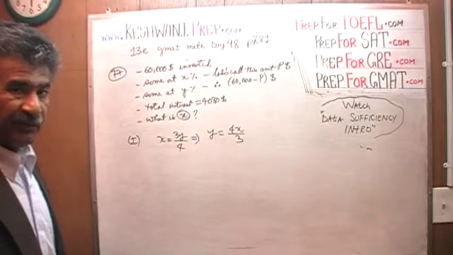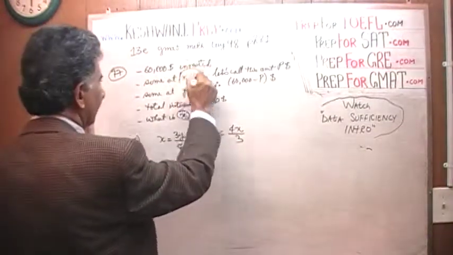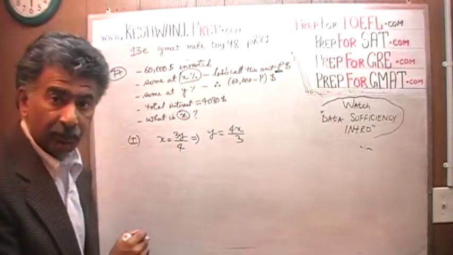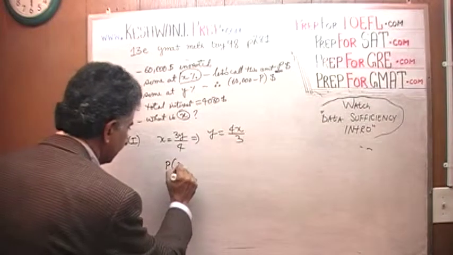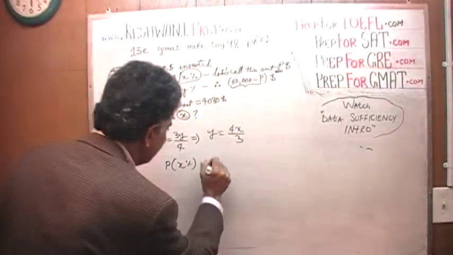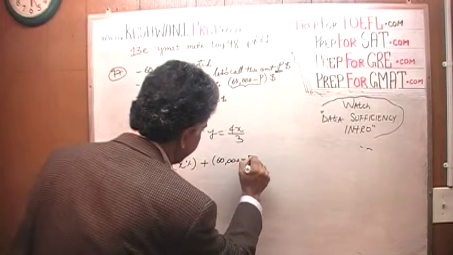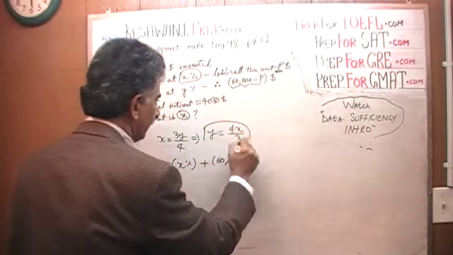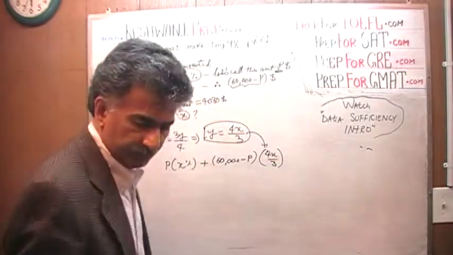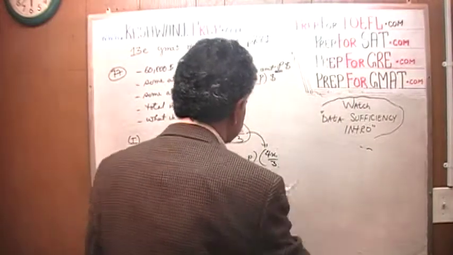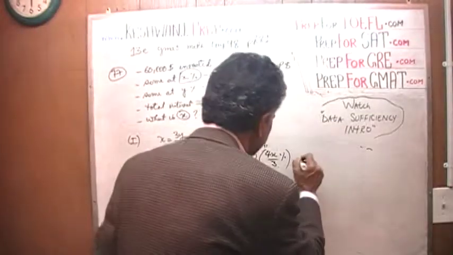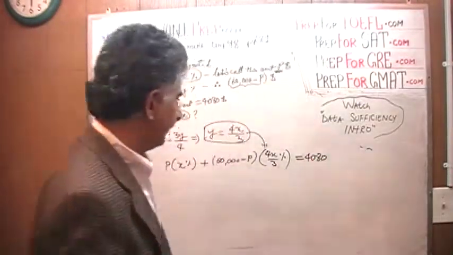Now we are told that sum is invested at X%, and we are calling that amount P. Therefore, the interest that we're going to earn on P dollars is going to be P times X%, plus the remaining amount, which is 60,000 minus P, at Y%, which is 4x over 3%. And this interest we are told equals $4,080. Now that is our equation.